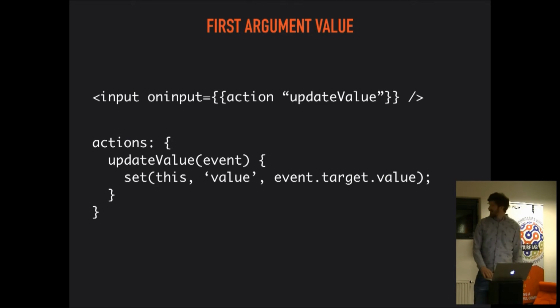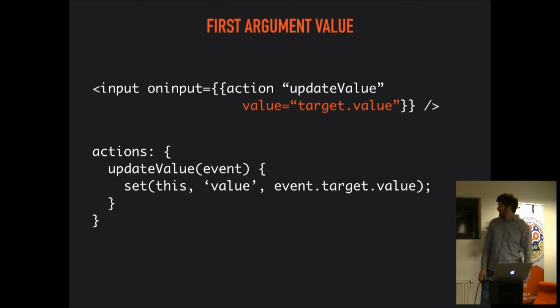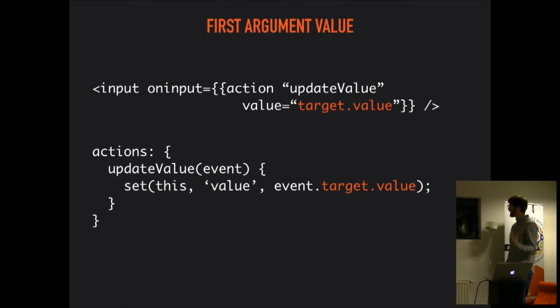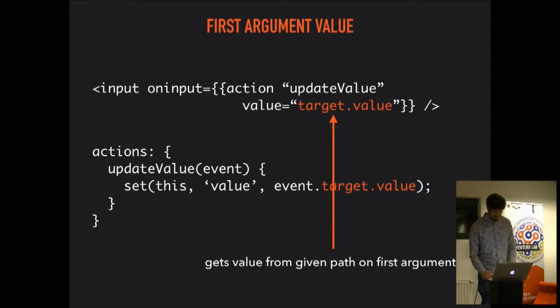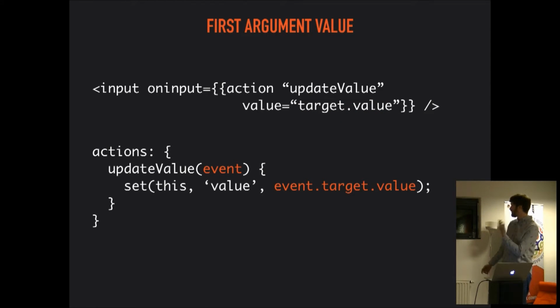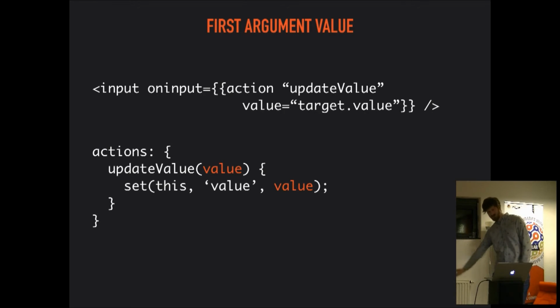Here's the example again, and if we add this hash param called value with target value, then it will get that key from the first argument that's passed in to the action. Here's a slide that explains this. So what we can do is refactor this action and just do this, which is much nicer. You don't have to think about, oh well, it's an event and I have to get the target and the value. Now I just get value and I set value, done.